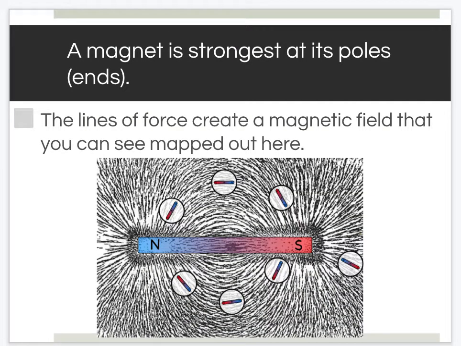A magnet is going to be strongest at its poles, or at the very end. And again, this is what it would look like if we took a magnet and dropped it in a bunch of iron filings. You would get this design, and you can see the force lines outlined here.